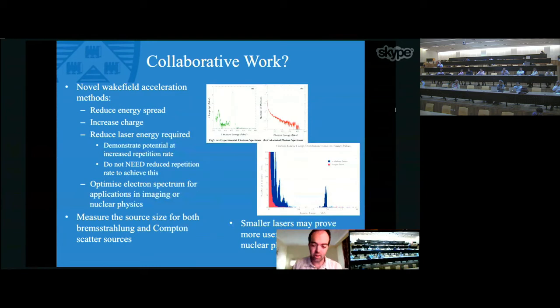And can we do anything to optimize the charge there? In fact, the reason I'm not with you is I'm currently at an experiment on Gemini's target area 2, where we're shooting at 5 hertz and we're trying to optimize the electron beam, not necessarily for the highest possible energy, but also for the highest charge in energy regions of interest. In any case, there are other things we could do.